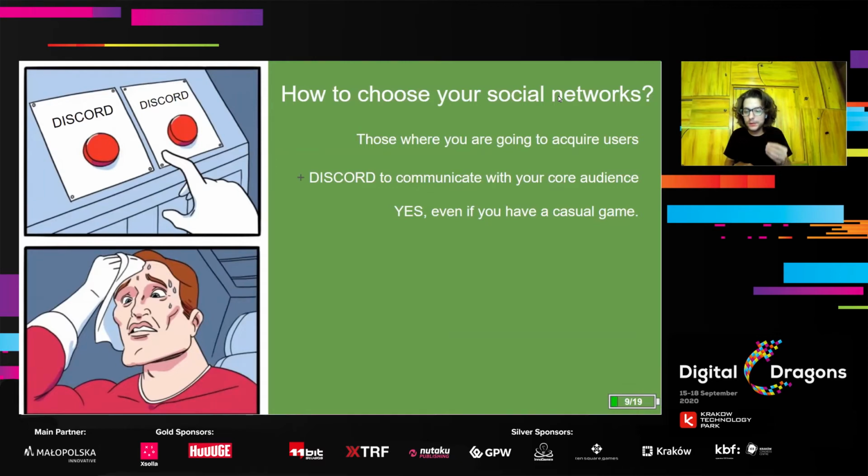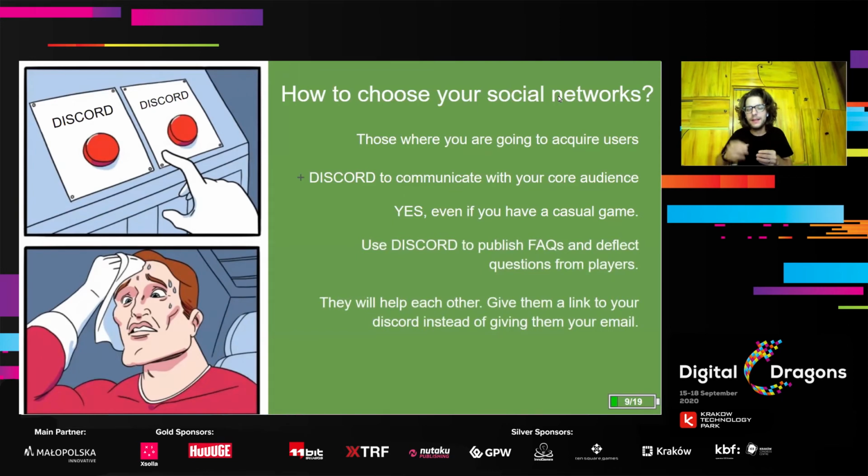And you could also use your Discord to publish FAQs and deflect questions from players. This will also allow you to decrease the workload for your support agents. So you can give your players the link to your Discord instead of giving them your email or support address. So players will be able to help each other inside your community. It could also help your support agents, and it will also help you to decrease your budget. So last but not least, very important: you can use your support email to cover only billing and privacy issues. All the rest could be managed inside your community, for example, by volunteers. And we will be talking about that a bit later.